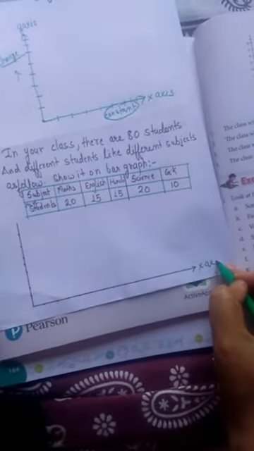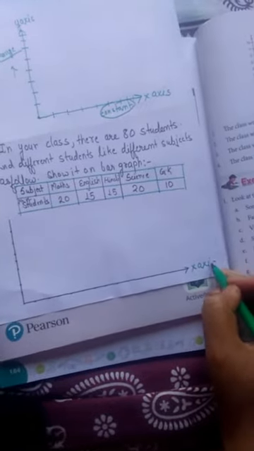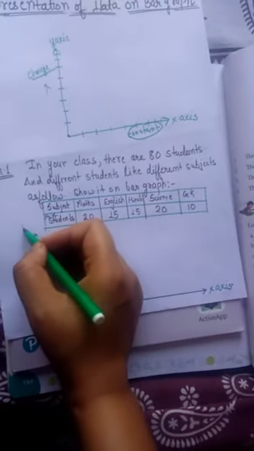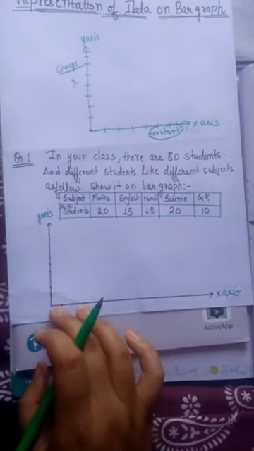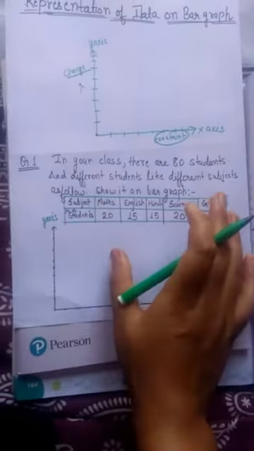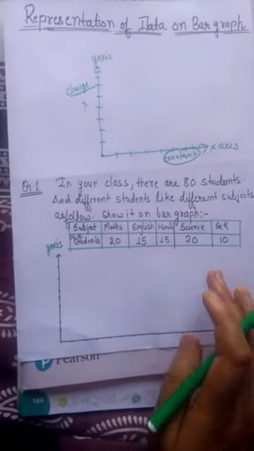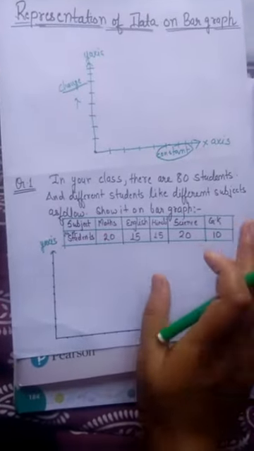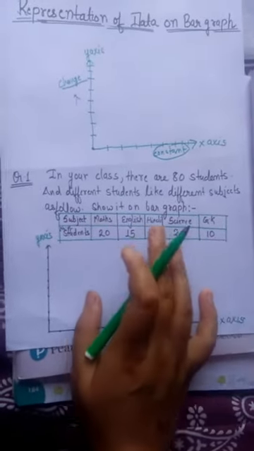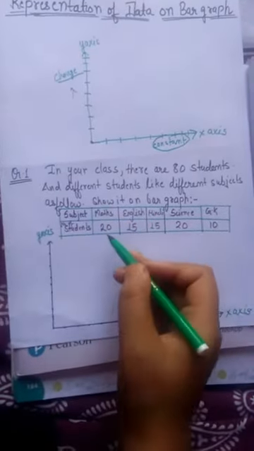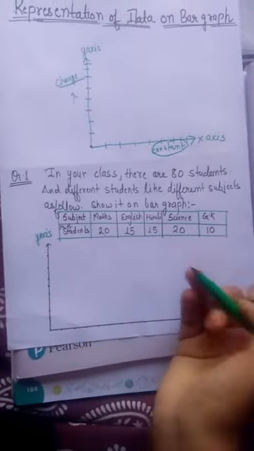What is this axis called? X-axis, and this is called the y-axis. Understand students? We should write in the x-axis that data which is constant, because subject is constant here, and this is change, different in different conditions. This is change because here it is 20, here it is 15.